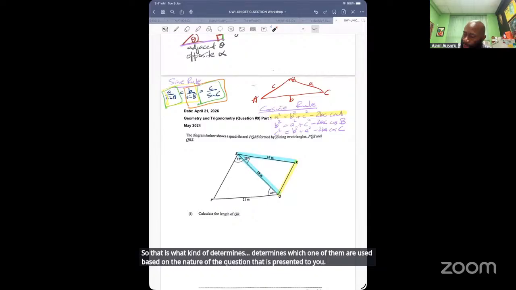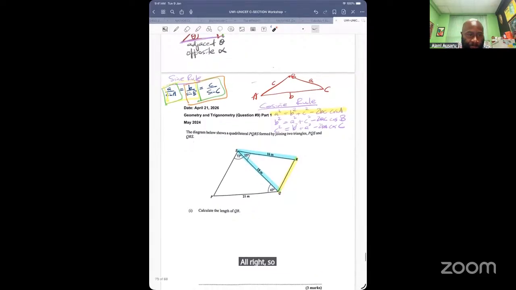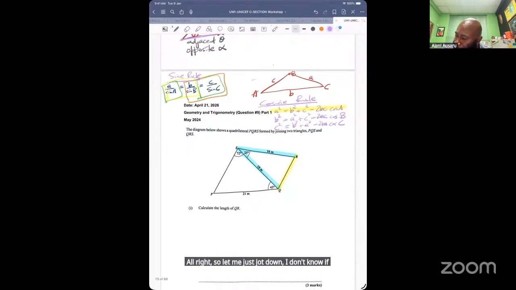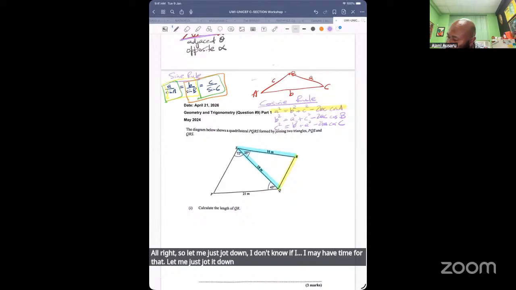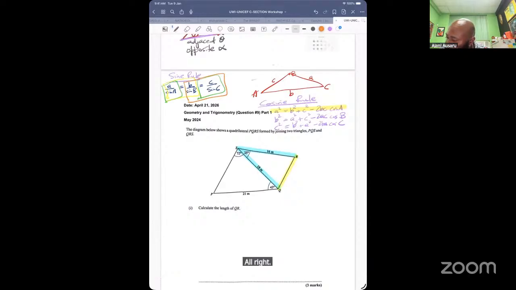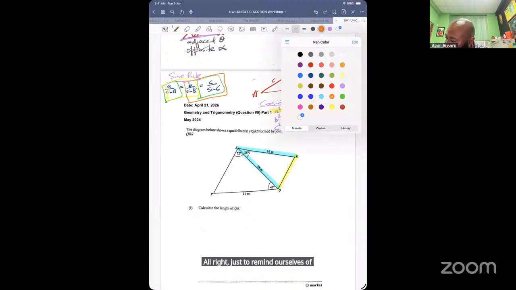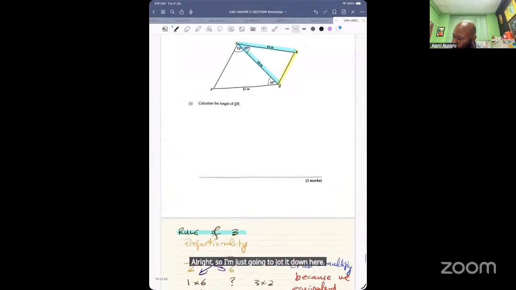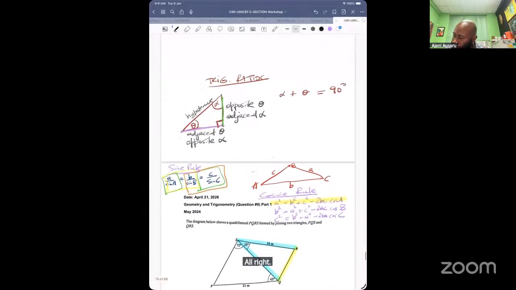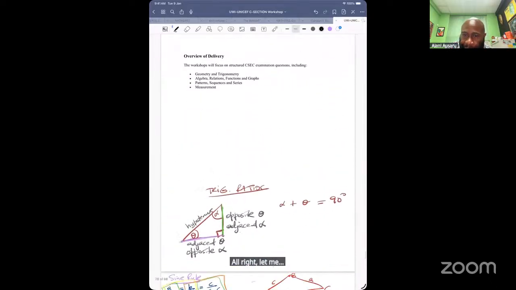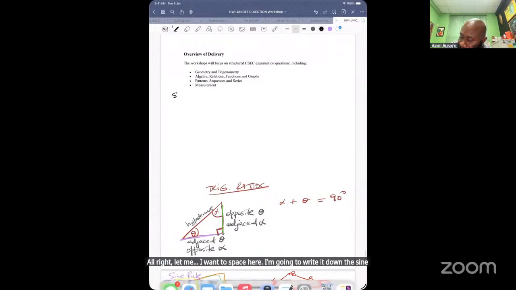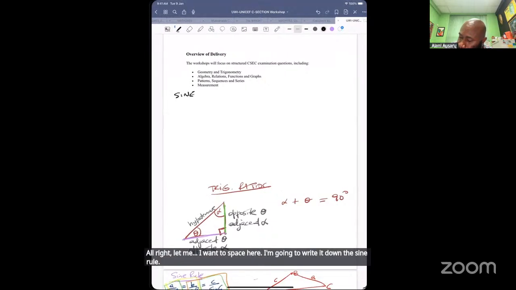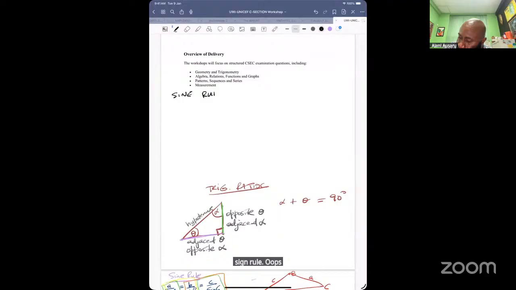All right. So let me just jot down, I don't know if I may have time for that. Let me just jot it down quickly, just to remind ourselves of when we use the sine rule. So I'm just going to jot it down here. Let me have a little space here. I'm going to write it down. The sine rule.